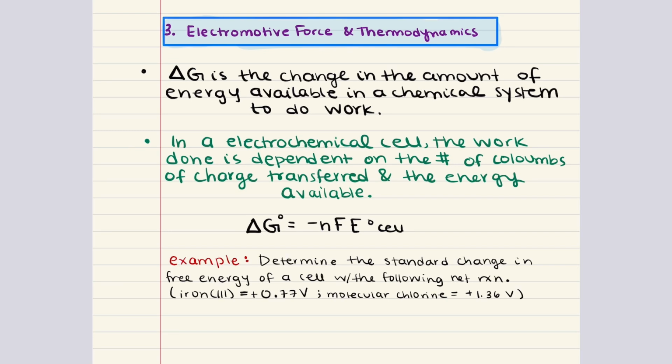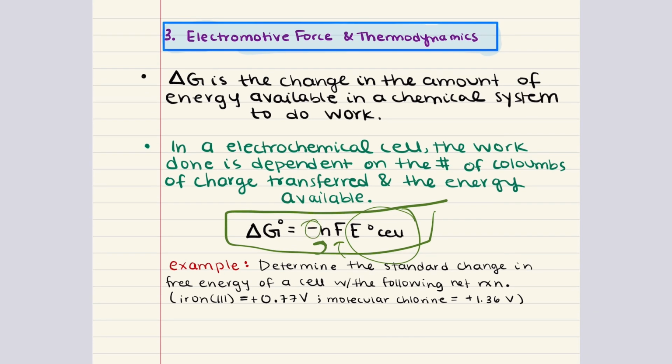For electrochemical cells, the relationship between Gibbs free energy change and EMF is given by this equation, where delta G is the standard change in free energy, n is the number of moles of electrons that are exchanged, F is the Faraday constant, and this term right here, E cell, is the standard EMF of the cell. Keep in mind, if the Faraday constant is expressed in coulombs, then delta G must be expressed in joules and not kilojoules. Now also note the significance of this negative sign on the right side of the equation.